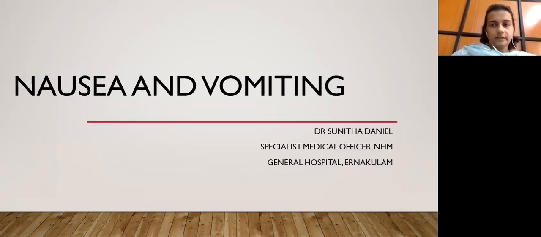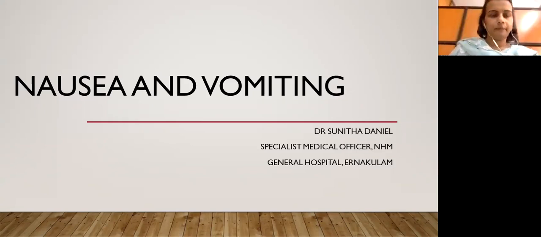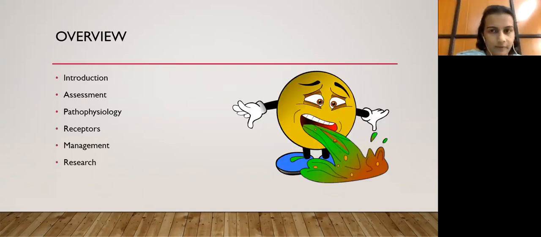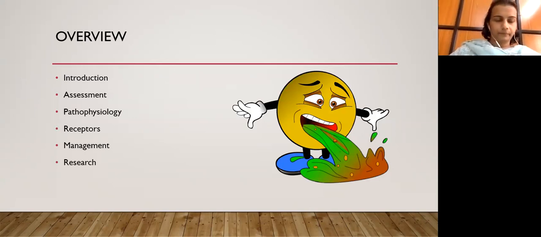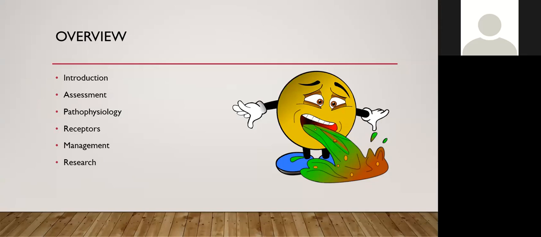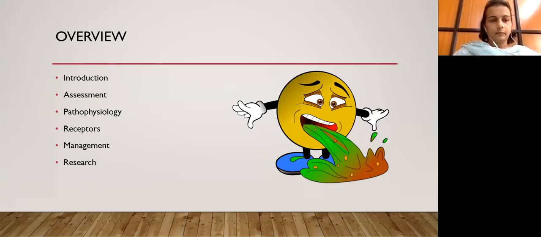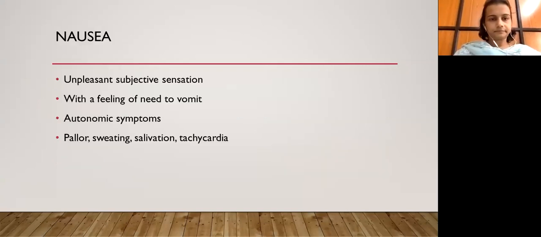So today we are doing two topics: nausea, vomiting, and constipation. I'm trying to do it pretty quickly so that we can cover all the topics. Going straight on to what I'm going to cover for the first session: introduction of the topic, how do you assess a patient, what's the pathophysiology behind each cause of nausea and vomiting, what are the receptors involved, because it's important to know about receptors to know about the management, and then a bit of research.